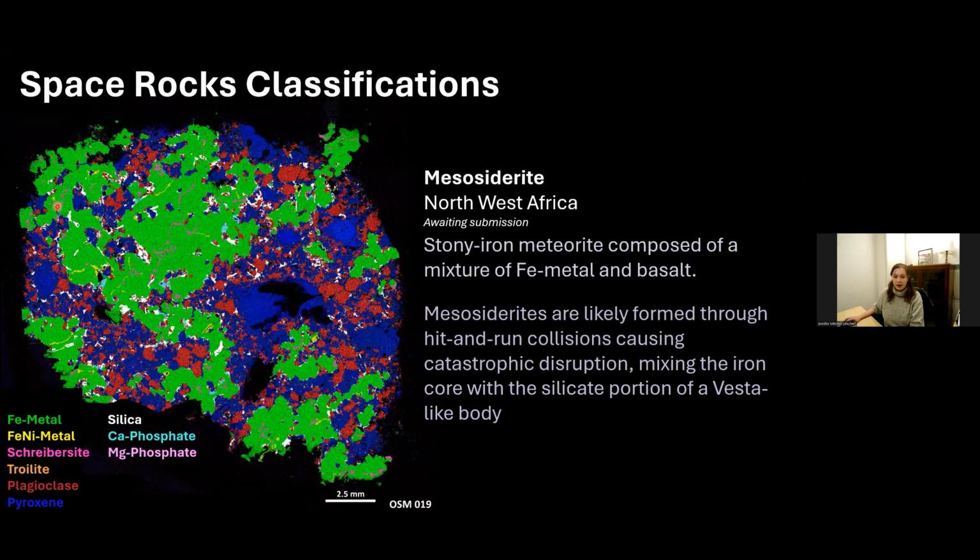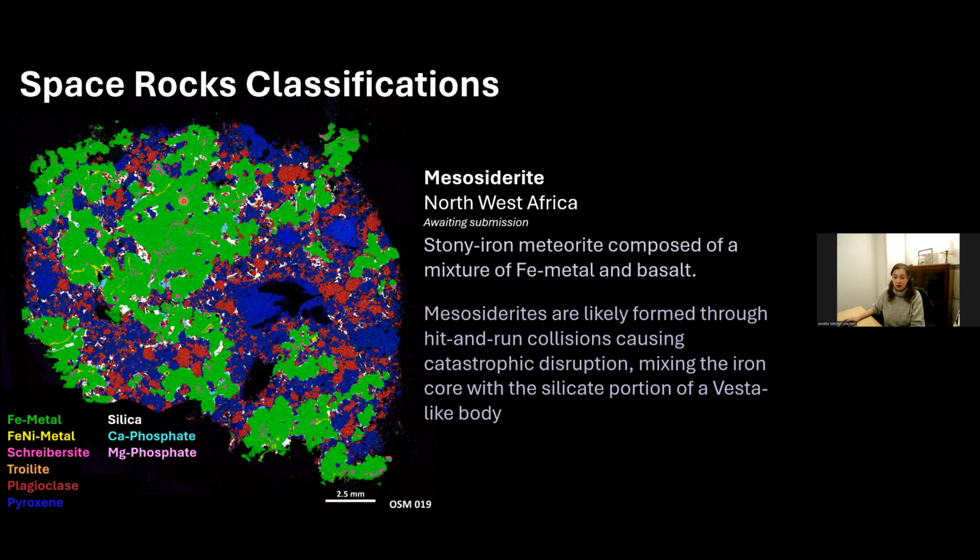This one is one of those stony iron meteorites. This is a mesosiderite. All these big green chunks in here are iron metal. This is from the core of a planet, or a planetesimal that was forming and then got blown apart. The silicate in here is basically a basalt. It's pyroxene, it's feldspar. And this is really interesting, because this is the crust of a different body mixing in with the metal from another planetesimal.